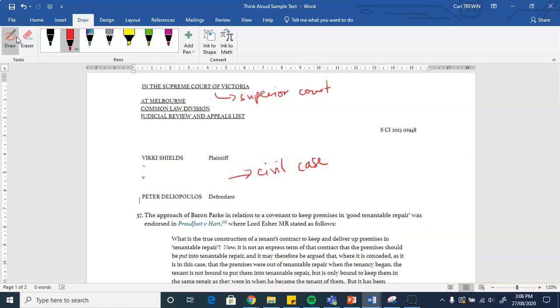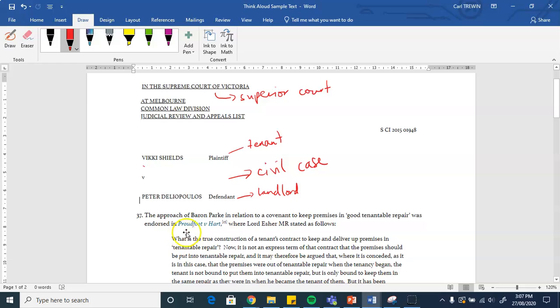Now, I'm going to give you some background to the case to allow us to understand the judicial reasoning. This was a case where the plaintiff, Vicky Shields, was a tenant. Her house was in disrepair. However, it was in disrepair when she signed the lease, and the defendant, who was the landlord, was arguing that they didn't have to make repairs because at the time the lease was signed, the tenant understood the condition of the house. So the tenant has sued, suggesting that the landlord needed to do something about it.